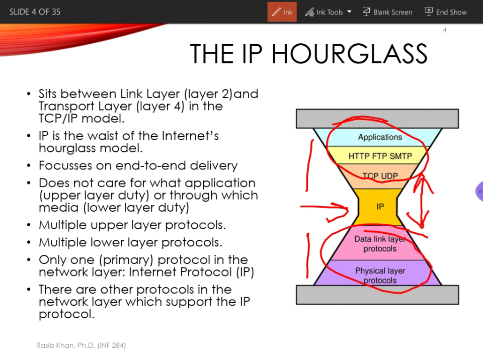So in a way, we say that this is an hourglass model, and IP sits at the waist of the internet hourglass model and focuses more on the end-to-end delivery. It does not really care what it receives from the upper layers or what it passes on to the lower layers, but just the fact that the end source and destination hosts are able to receive and transmit the packets.